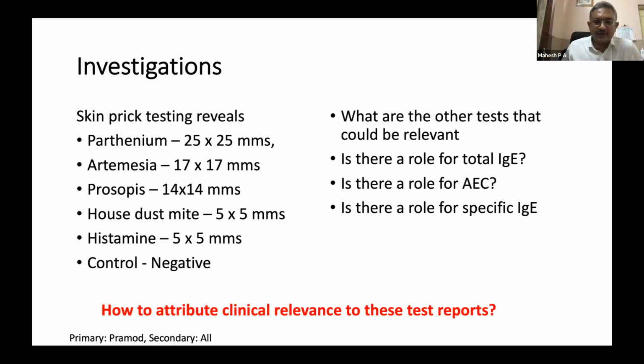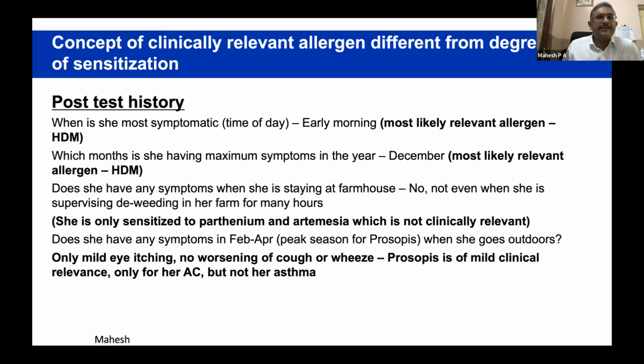Thank you, Pramod. That's a very nice interpretation. It's very important that after each test, for every patient, you take a history again based on the positive results. Now, as Dr. Pramod rightly said, for an early morning symptom, the most likely relevant allergen is house dust mite. She has maximum symptoms during December. Again, the most likely relevant allergen is house dust mite.